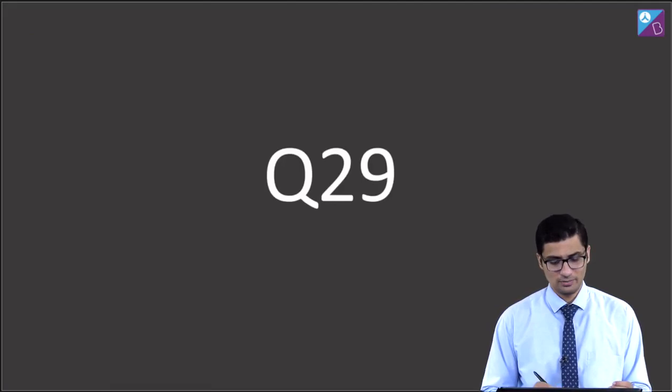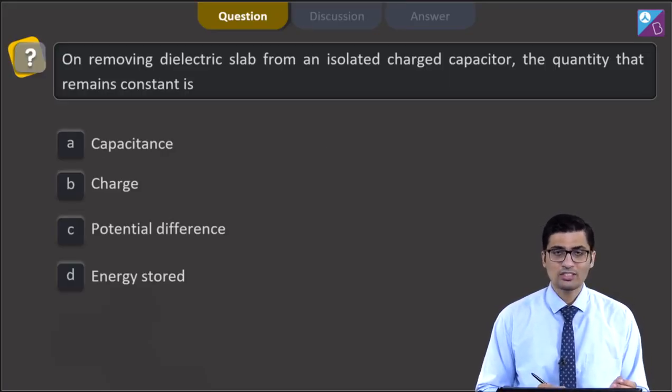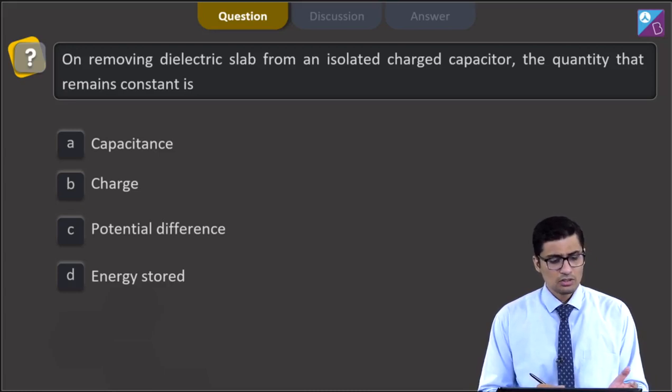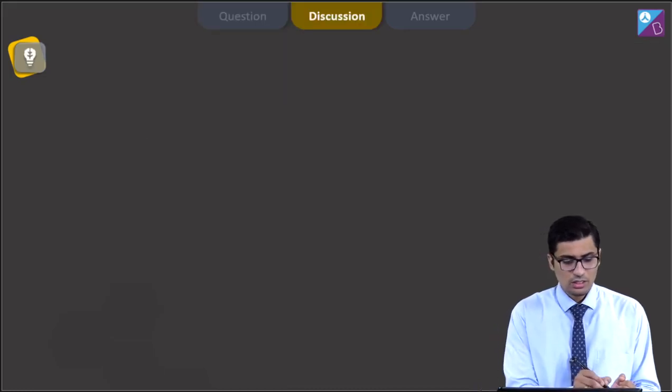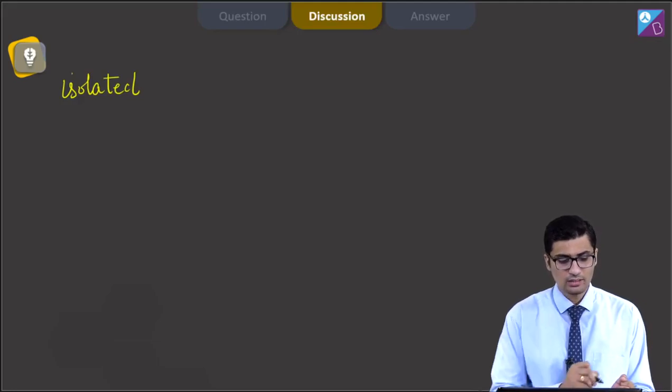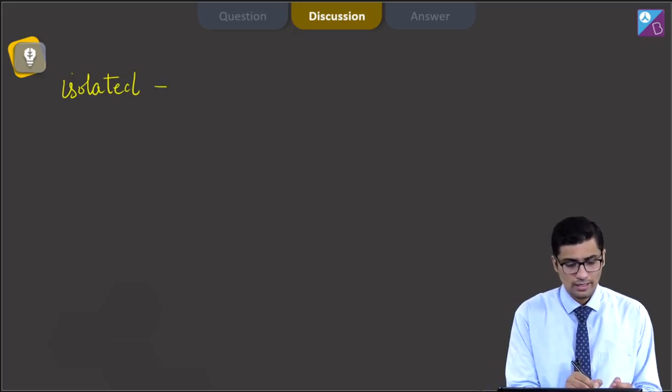This is question 29. The question states, on removing dielectric slab from an isolated charged capacitor, the quantity that remains constant is capacitance, charge, potential difference or energy stored. Dear students, the keyword here is that the capacitor is isolated. That is, it is not connected to any battery. Therefore, there is no external agent to supply charge on the capacitor. And hence, in this case, the charge will remain constant.